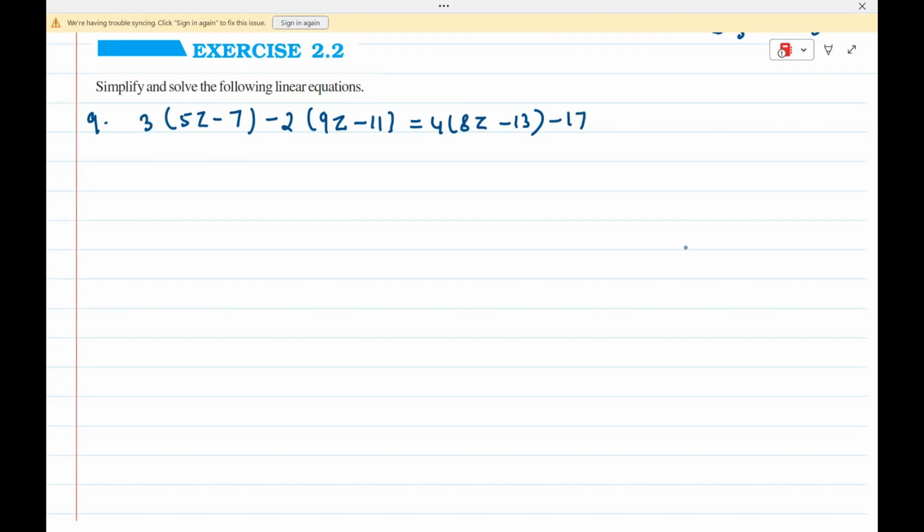So let's solve it. See, sometimes the question looks big, but actually it is not. While we apply the formula and solve it, it is quite easy. So see here, it is just multiplying the number inside the bracket. So 15z minus 21 minus 18z, because minus 2 will get multiplied inside. There is a bracket and 2 is outside with minus, so minus 2 will get multiplied inside. 11 2s are 22. 8 4s are 32z.